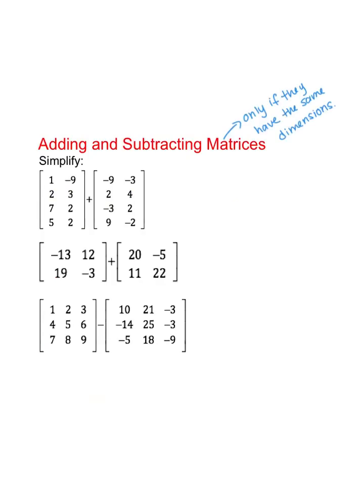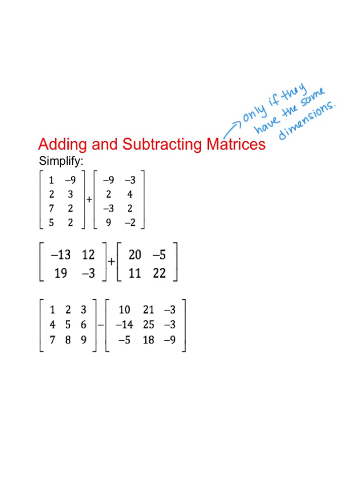All right, so now what we're going to look at is adding and subtracting matrices. So the only way that we can add and subtract matrices is if they have the same dimensions, okay? So in this case, this is 4 by 2, and this is also a 4 by 2. Therefore, I can add these together.